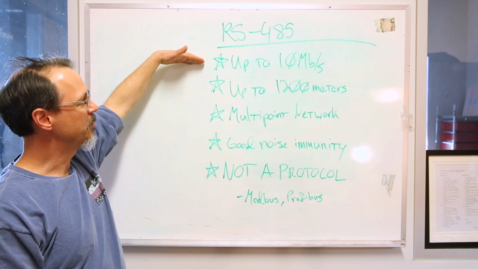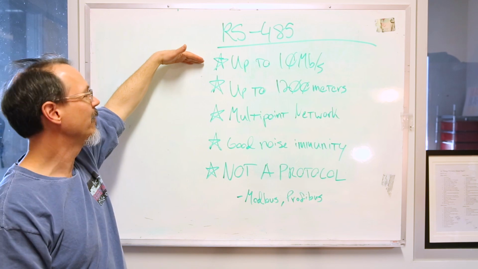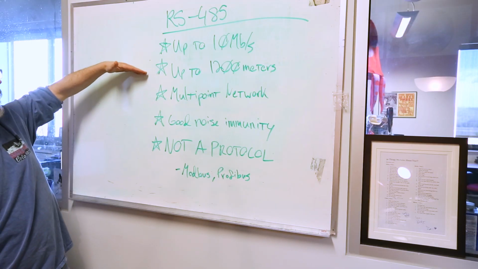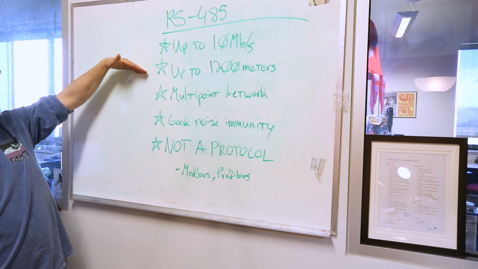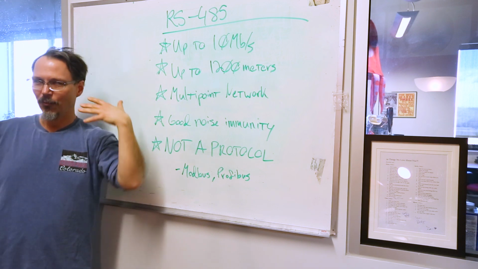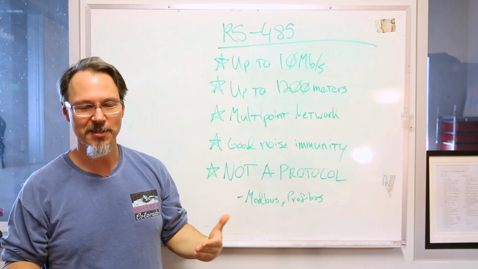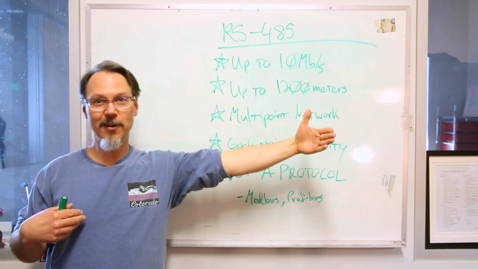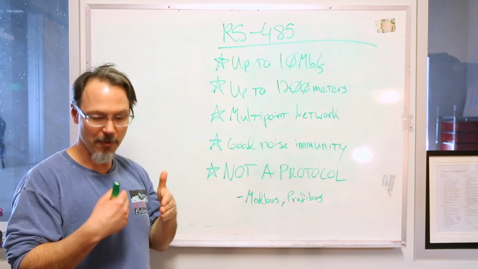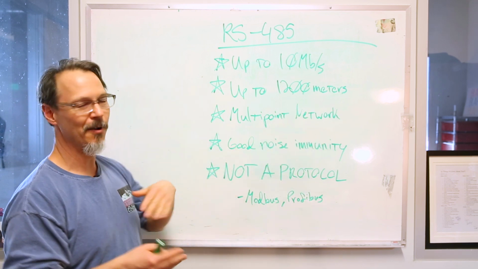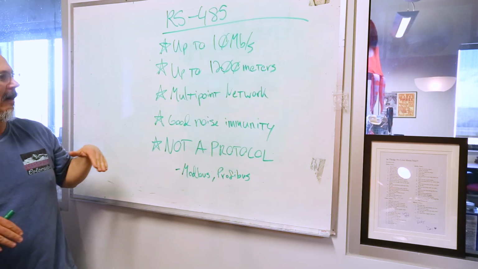You can get up to 10 megabit per second data rate. You can get up to 1,200 meters distance, but of course, we all know you don't get both of those things at once. You either get a really long distance at a low data rate or a really short distance at a really high data rate. So, inverse proportional thing there.